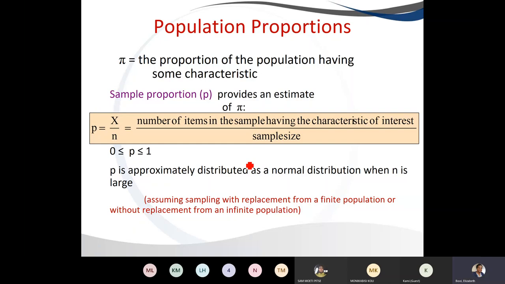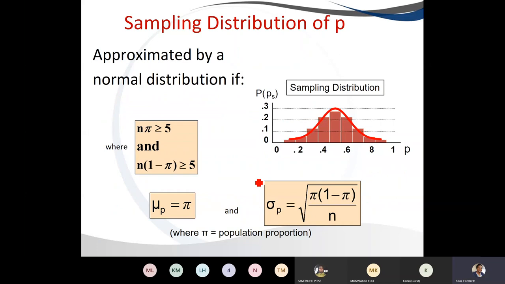We're also going to learn how to calculate the probabilities, but we also need to know the properties of a sampling distribution for the proportion. The mean of a sampling distribution of the proportion is the same as your population proportion. And the standard error of your sampling distribution of the proportion is equivalent to the square root of your population proportion times 1 minus the population proportion, divided by n.